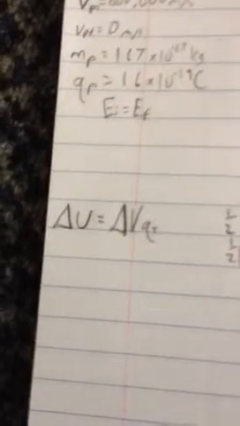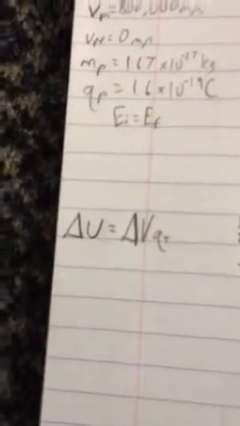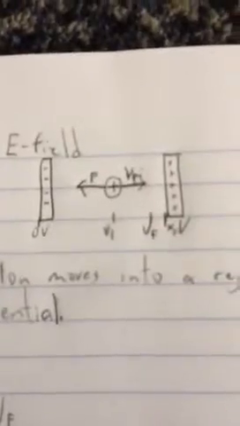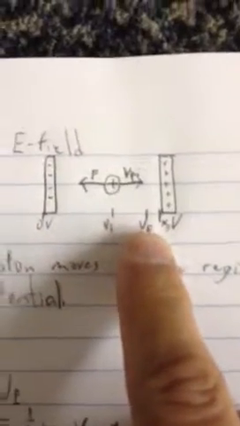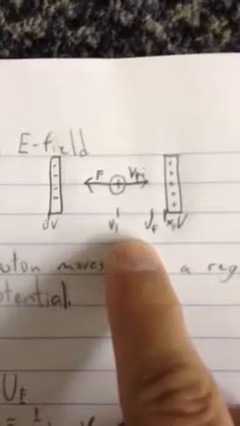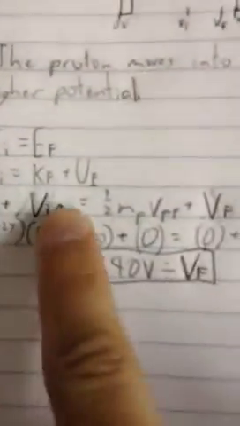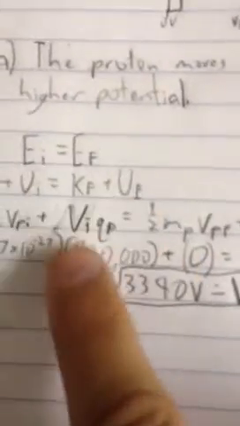And so here we say that change in U equals change in V times the q of the test charge. And so we're going to come up here and pretend like the V initial that is right here is going to be our 0 point, and this is going to be our final point. And so whatever is between this will be the change in voltage. So this voltage initial will act like 0 because it's our 0 point, because there's no change from that point.